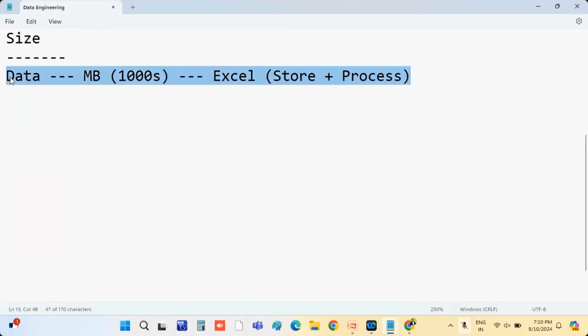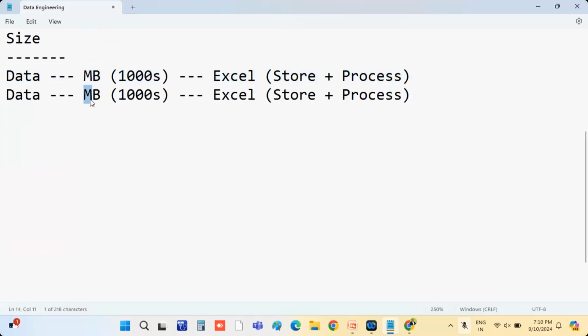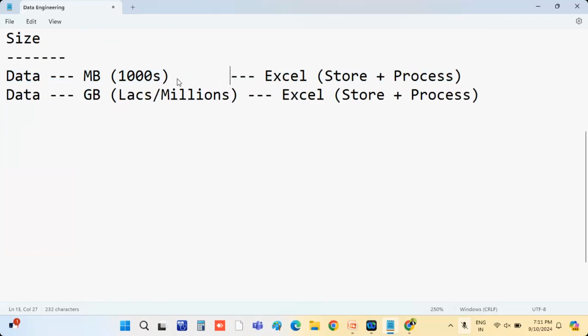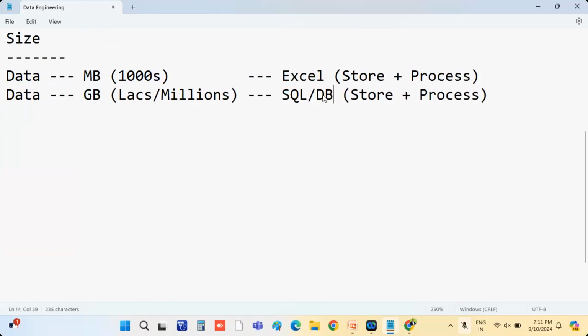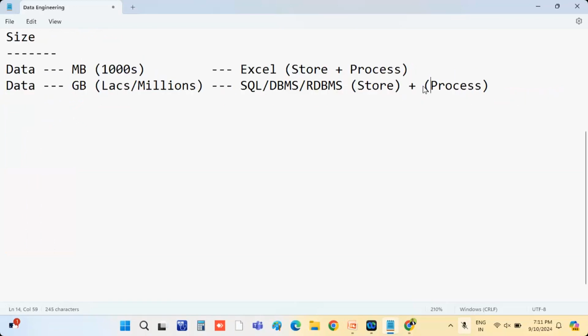But when you have a large amount of data, what is the meaning of this? When you have gigabytes of data, think about Amazon.com. Every month it is going to get lakhs of data, millions of data. Where will you keep all this data? You will not be able to store this kind of data in an Excel sheet. The IT industry is going to use SQL, called a database management system. It is also called RDBMS systems, where you will be able to store the data and process your data.